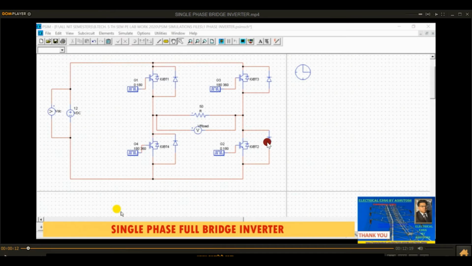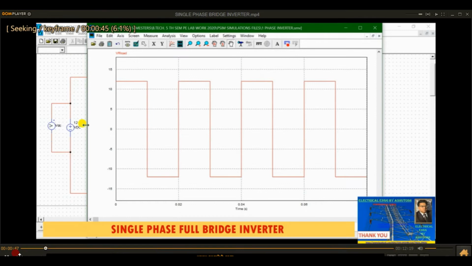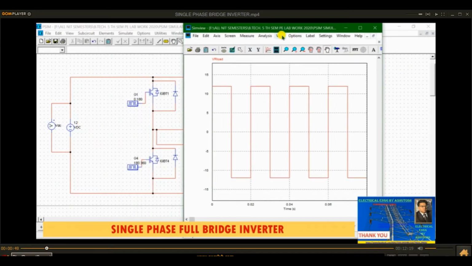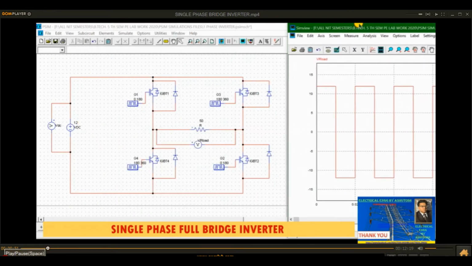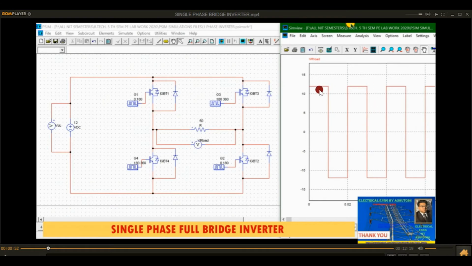What is the conduction angle and what is the working principle of this single phase full bridge inverter? From here I describe this new video tutorial session of power electronics, this circuit diagram, and here you can see this is the output waveform on the right side. By going to the simulation section, you can choose simulation and then choose the waveform, so it will appear.